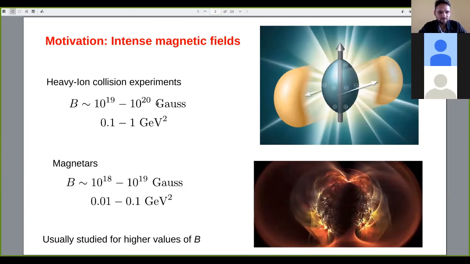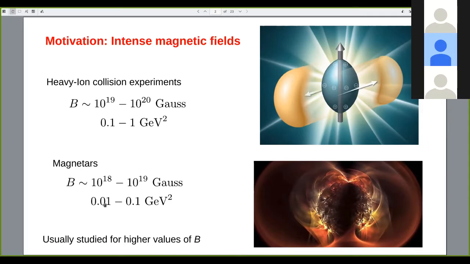Well, our motivation is the intense magnetic fields produced mainly in relativistic heavy ion collisions, which can reach up to 1 GeV squared. It's a really huge magnetic field strength, in fact even more than the most known magnetized objects in the universe, the magnetars.